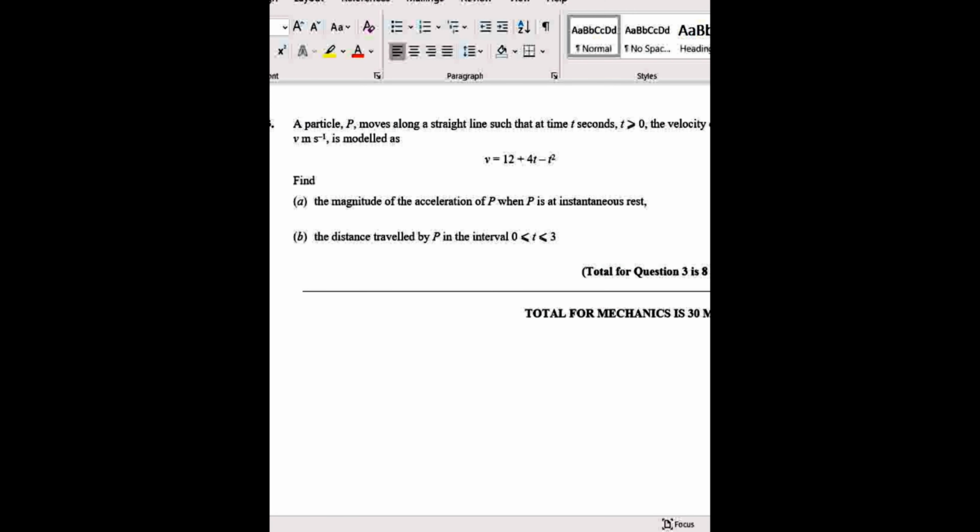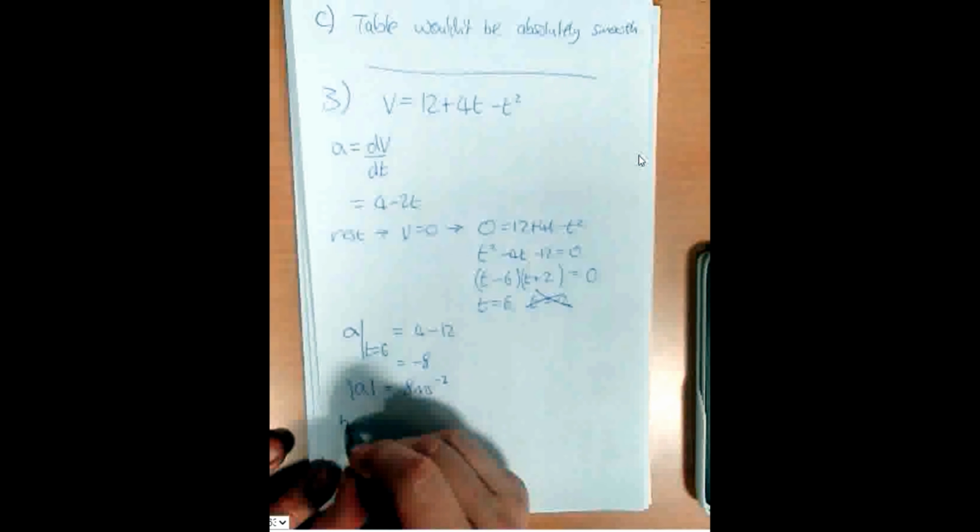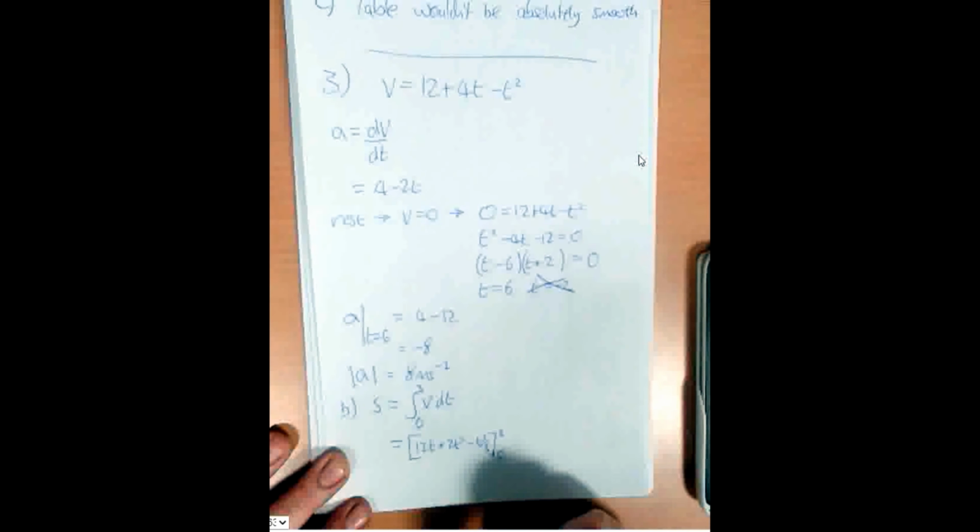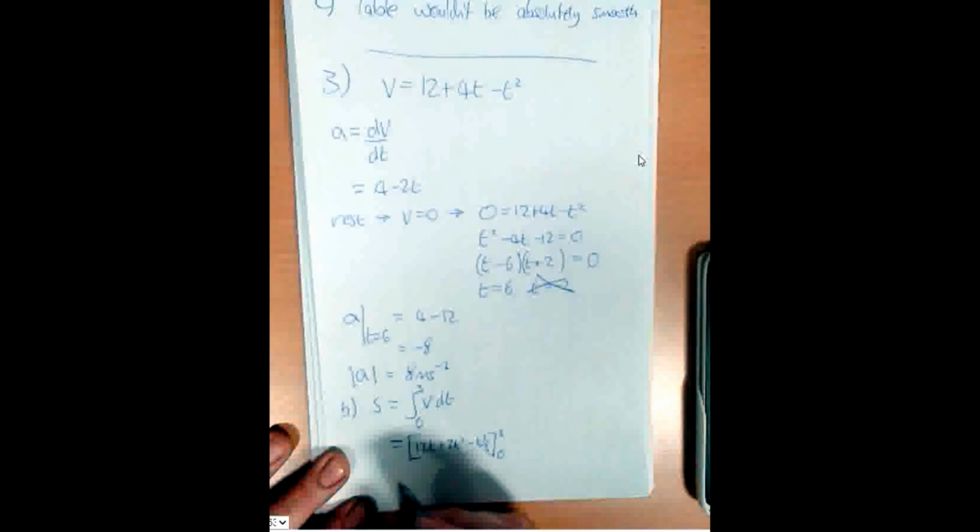Part B, the distance between t equals 0 and 3. So for part B, we need to recognise that the distance travelled is the integral of the velocity, and I need to go between 0 and 3. So remember the process, square brackets, integrate: 12t plus 2t squared minus t cubed over 3, between 3 and 0. Substitute in my upper limit, substitute in my lower limit, which I can see will be 0, and then subtract.